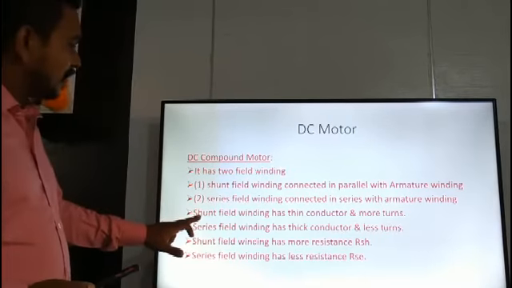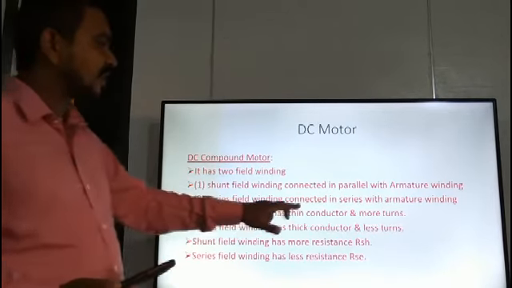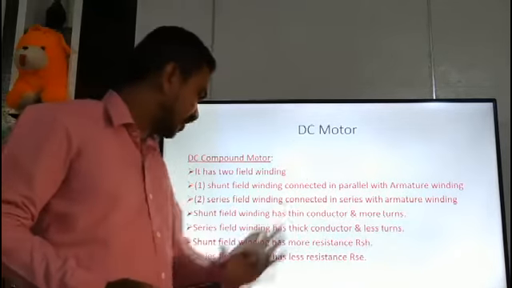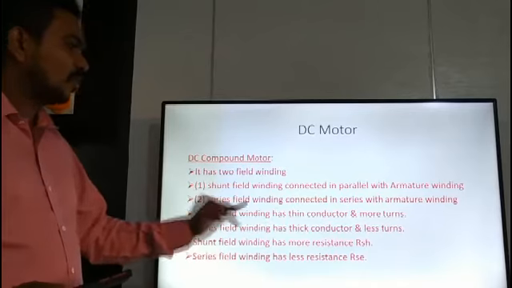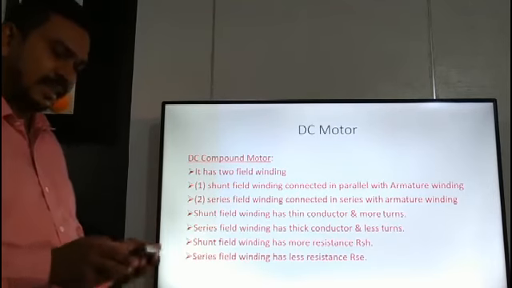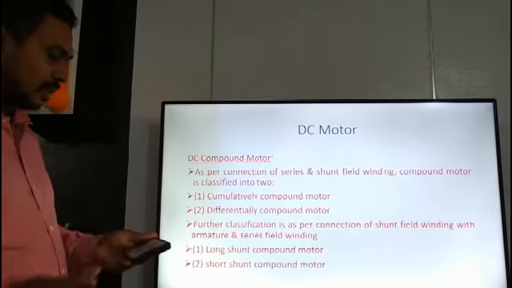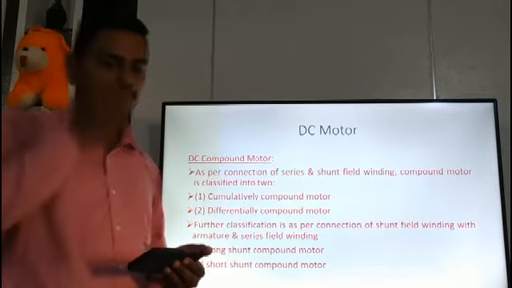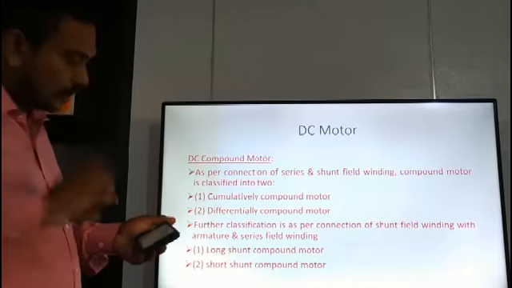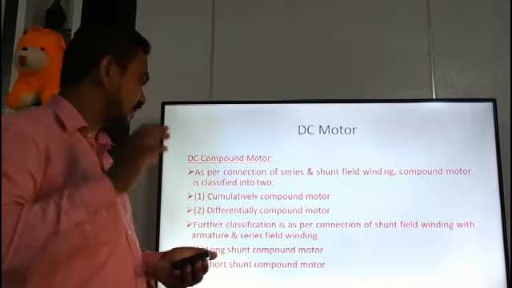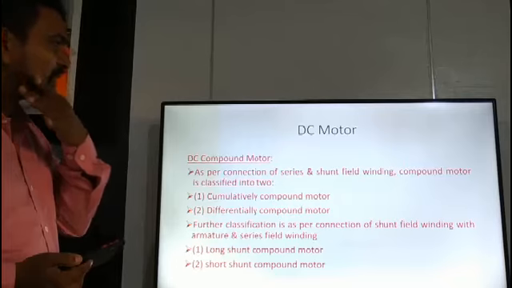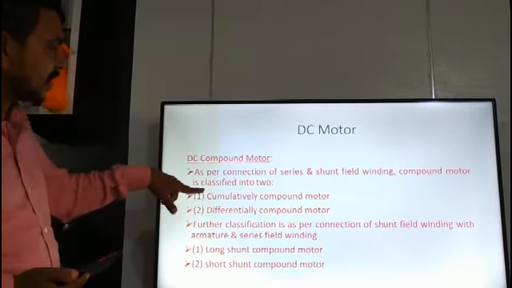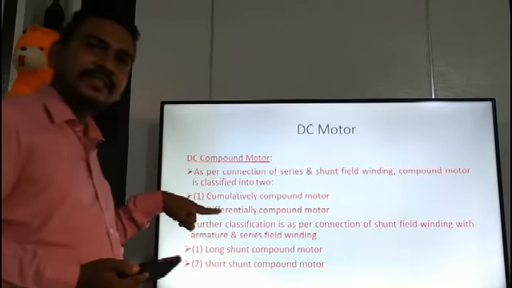Previously we discussed that the shunt field winding has a thin conductor and more turns. The series field winding has a thick conductor and fewer turns. The shunt field winding has more resistance and the series field winding has lesser resistance. Now, as per the connection of the series and shunt field windings, the compound motor is classified into two categories, that is the cumulatively compound motor and the differentially compound motor.